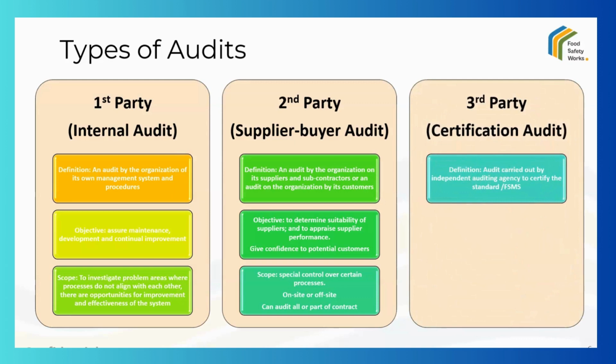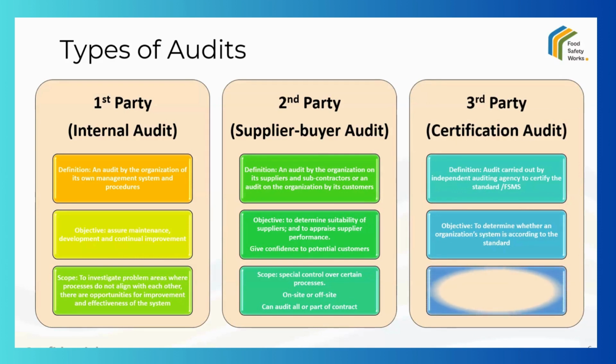Then comes your third party audit, which is your certification body audit or certification audit. It is an audit carried out by an external independent auditing agency to certify against a certain standard or certain requirements. For example, if your organization is going for ISO certification, the external independent organization that gives you that certification, that audit is your third party audit. It's a completely new person coming in to check whether you are meeting the requirements or not.